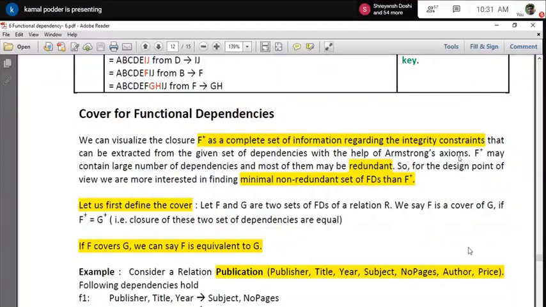Anybody? Bolo. Sir, what is the difference between the candidate key and super key?